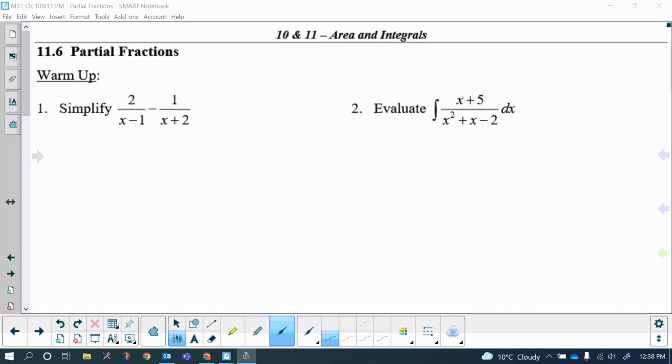To set us up for this lesson, I would like you to take a look at question number 1, where you have two rational expressions. I would like you to simplify them by writing them as a single rational expression, and then use the information that you get from question 1 to evaluate the integral in question 2. So you can pause the video at this point, work through questions 1 and 2. When you're done, you can continue the video.